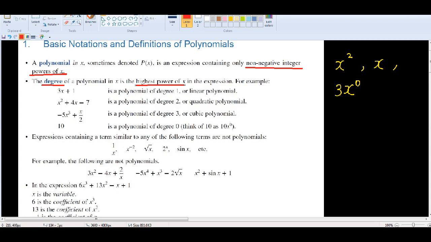For the second one, we all understand this is a quadratic. You see x squared, and the other term with x is just x. So the square, that means 2 is the highest power of the polynomial. So this is what we call a polynomial of degree 2. The next one will be degree 3. How about a constant? Like what I said before, you could consider 10 as 10 times x to the power 0. So that's a polynomial of degree 0.